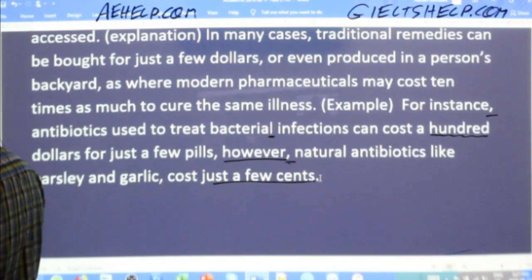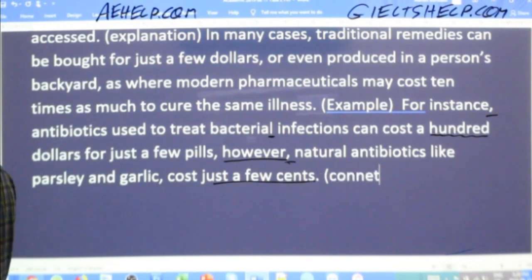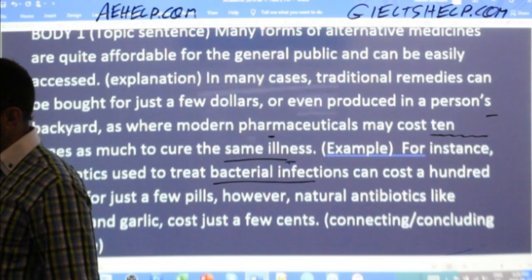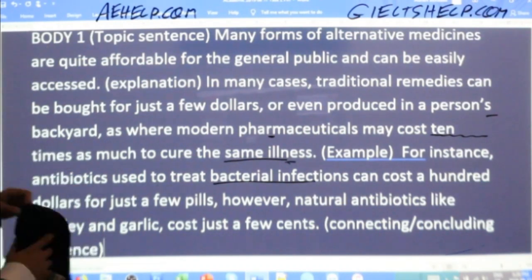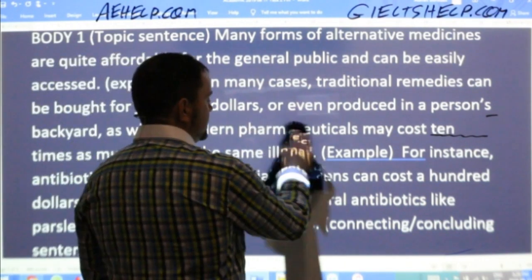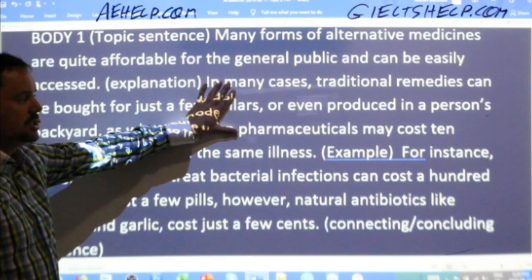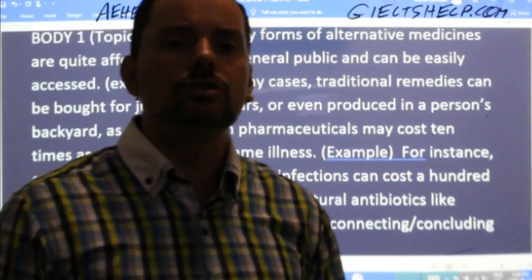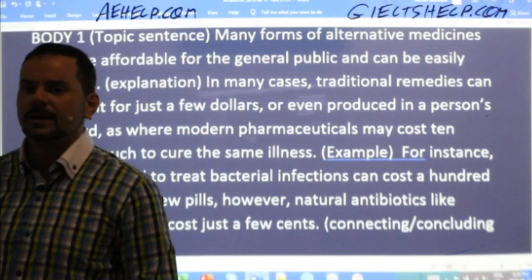So now I want my concluding sentence. So here I can add one more sentence, especially since this body paragraph is not that long at this stage. So let's write a sentence that summarizes or even emphasizes the points made in the body paragraph and helps me to flow into the next body paragraph 2. Okay?